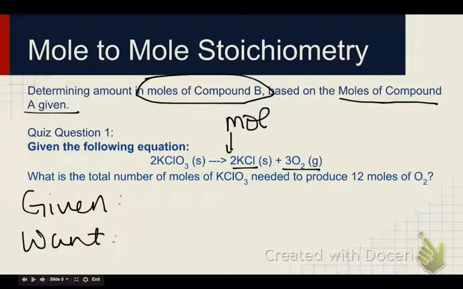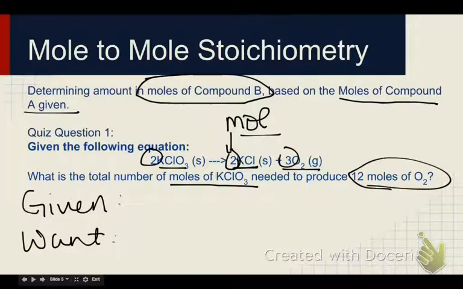So within here, I can use the relationship that for every 2 moles of potassium chlorate that I have, I would yield 2 moles of potassium chloride or 3 moles of oxygen. But remember, the point is that they're in moles, not grams. So make sure you don't get those confused. So either way, back to my question: what is the total number of moles of KClO3 needed to produce 12 moles of O2?